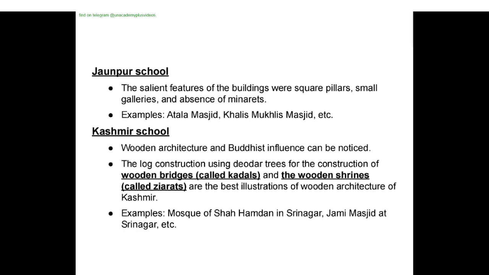Jaunpur school. The salient features of the buildings were square pillars, small galleries, and absence of minarets. Examples: Atala Masjid, Khalis Mukhlis Masjid, etc.